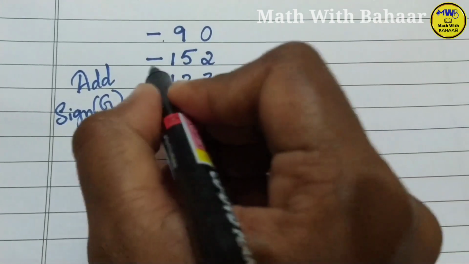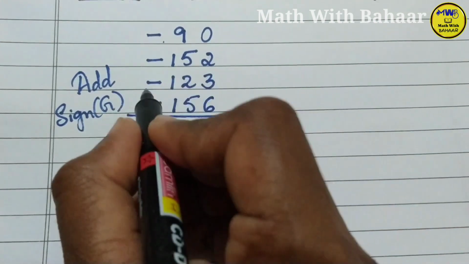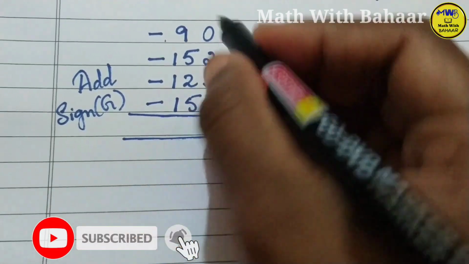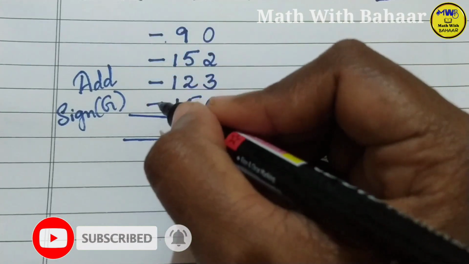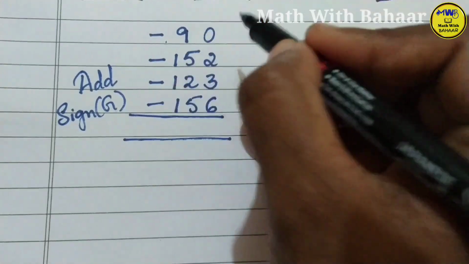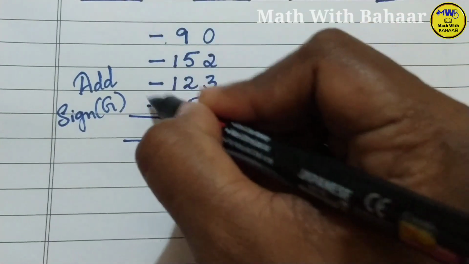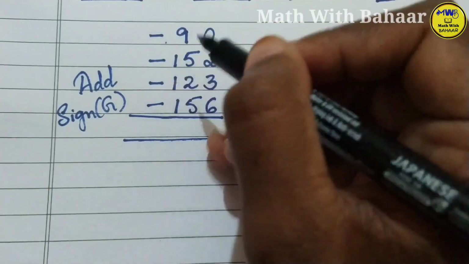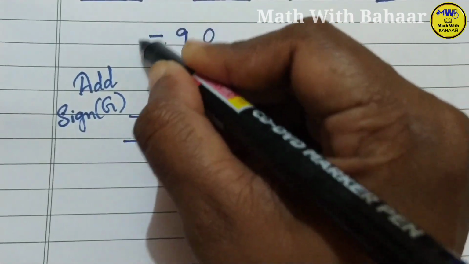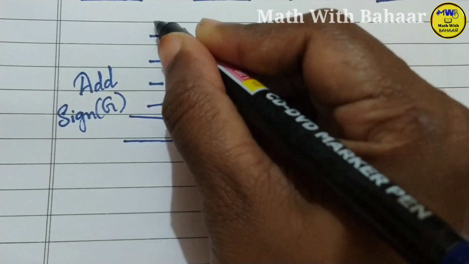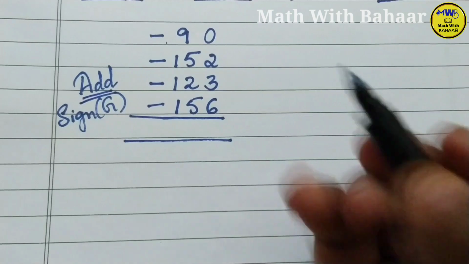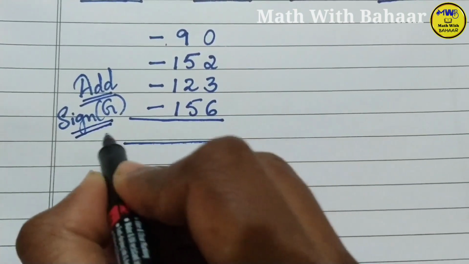So here we have minus 90, minus 152, minus 123 and minus 156. So basically we have to follow those three rules which I had already told you. If we have same signs, we are going to add them. If we have different signs, we are going to subtract the integers and the answer should consist of the greater number sign. So here we can see that all these numbers have the same signs, right? All the signs are minus. That means all these integers are negative integers. So if you have same signs, we are going to add the numbers and the sign that you're going to put here is the greater number sign.